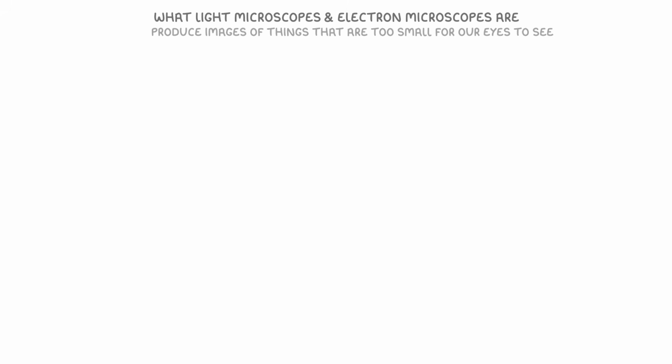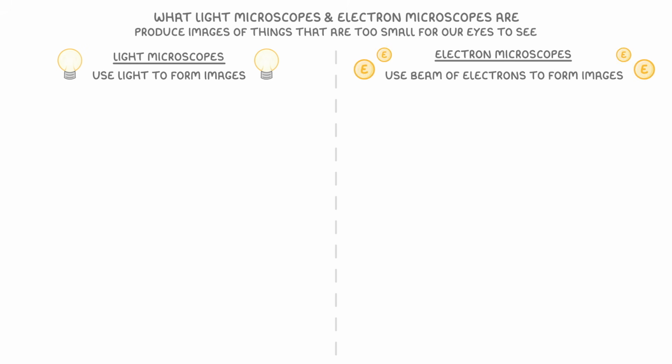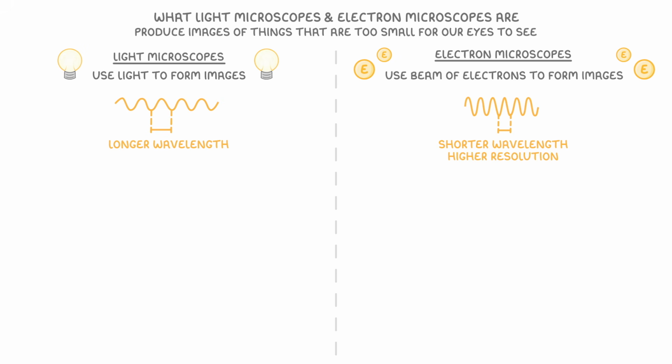These are both tools that scientists use to produce images of things that are too small for our eyes to see. As their name suggests, light microscopes use light to form images, but electron microscopes use a beam of electrons to form images instead. This difference is important because light has a much longer wavelength than electrons, which have a shorter wavelength. This means electron microscopes can produce images with a much higher resolution than light ones can. As the wavelength of light is 0.2 micrometers, that's the highest resolution a light microscope image can be. Or in other words, objects that are closer together than 0.2 micrometers won't appear as distinct from each other.